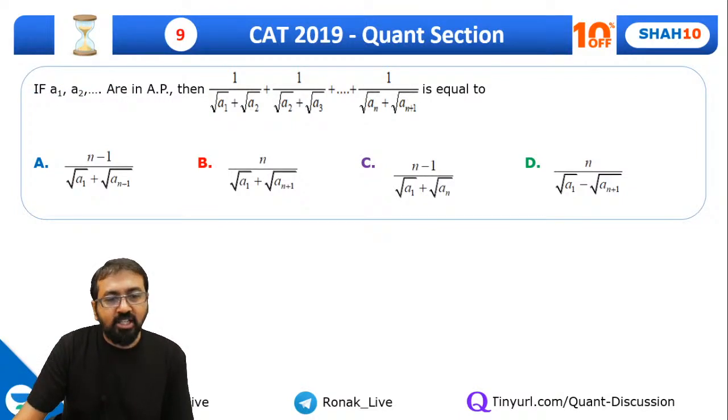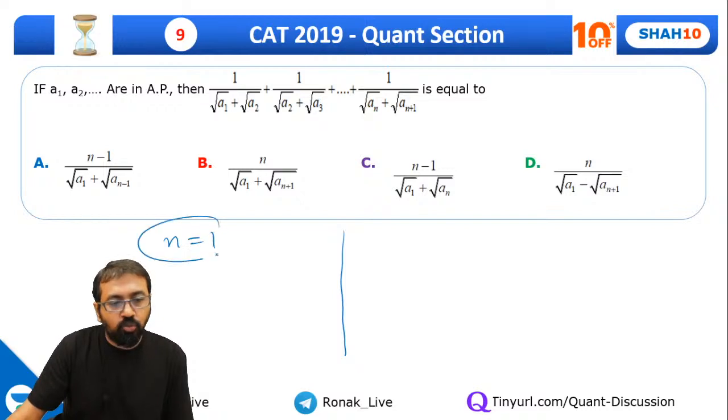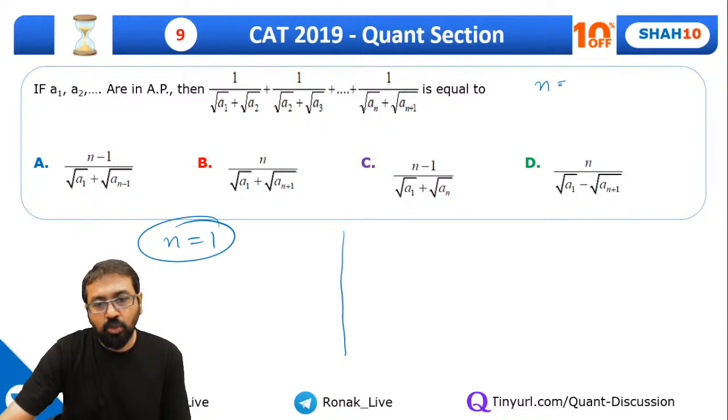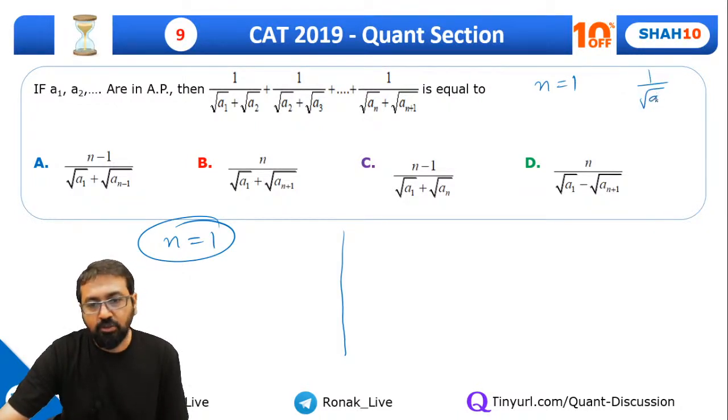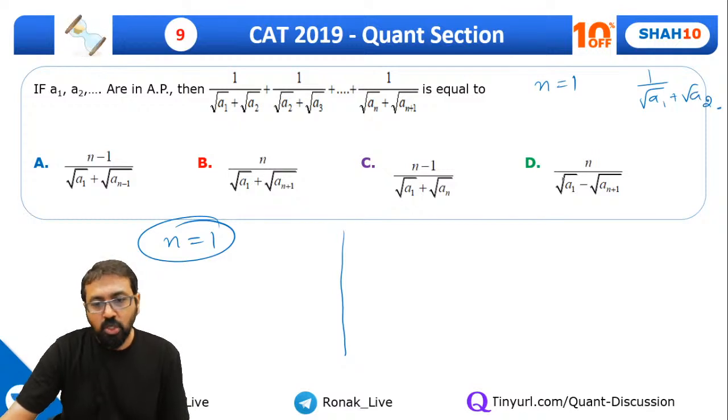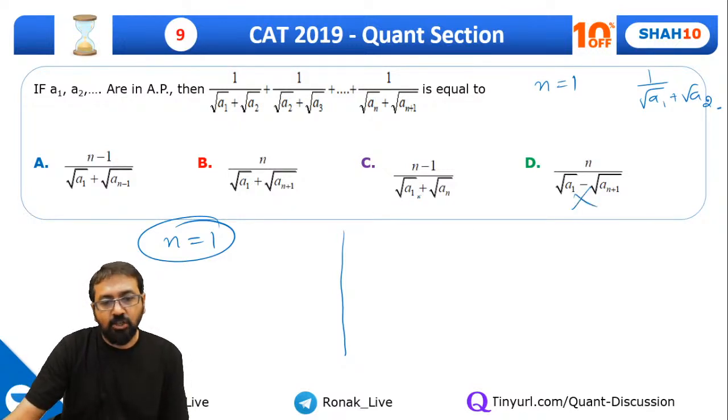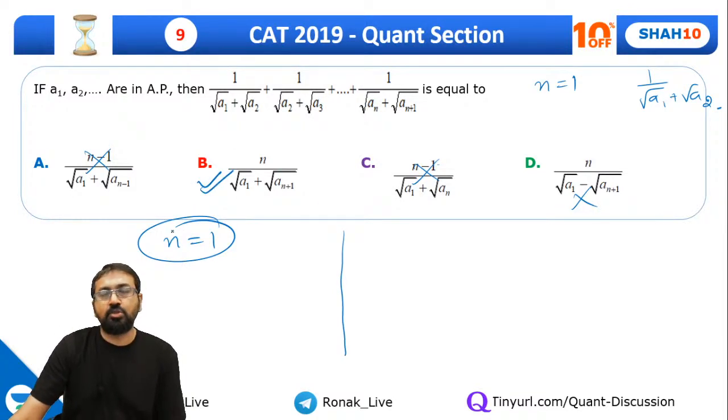Guys, there are again 2 shortcuts for this. First, just put n equal to 1. If I take n equal to 1, what will I get? I'll get 1 upon under root of a1 plus under root of a2. So which option gives you that? The one with the minus sign got cancelled off. This is 1 minus 1, 0, so got cancelled off. This one is also 1 minus 1, 0, got cancelled off. Only one option is left.